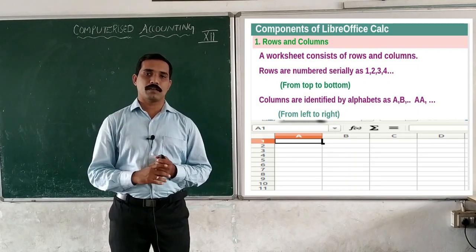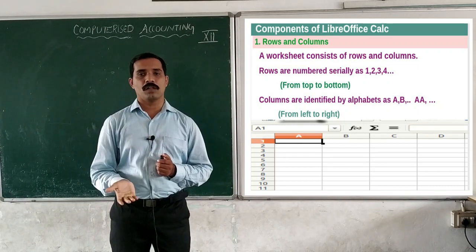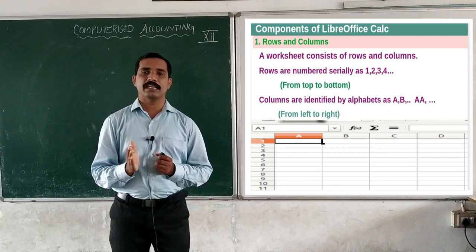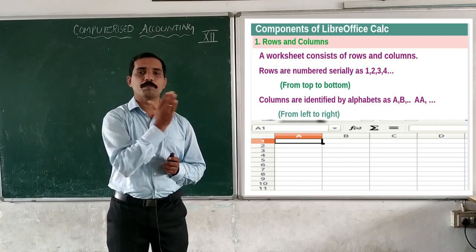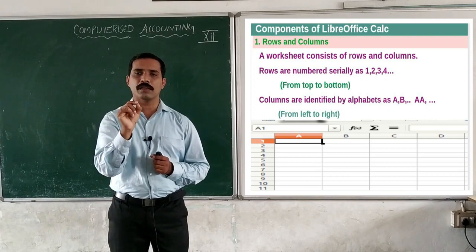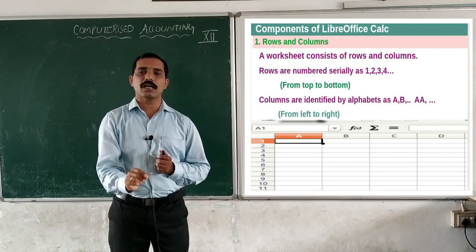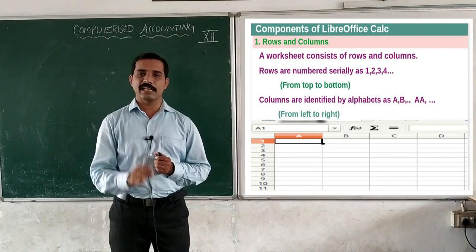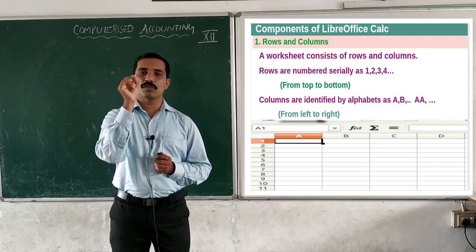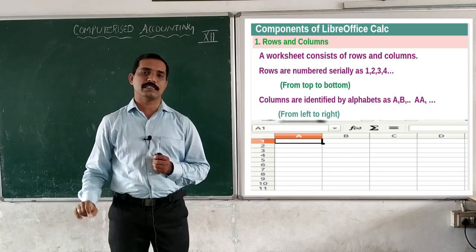Rows and columns. The worksheet consists of rows and columns. What are rows? Rows are numbered serially, that is, from top to bottom: 1, 2, 3, 4, 5, 6 like that.